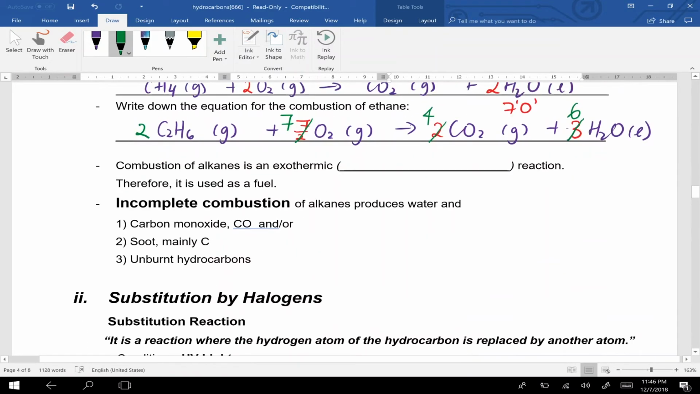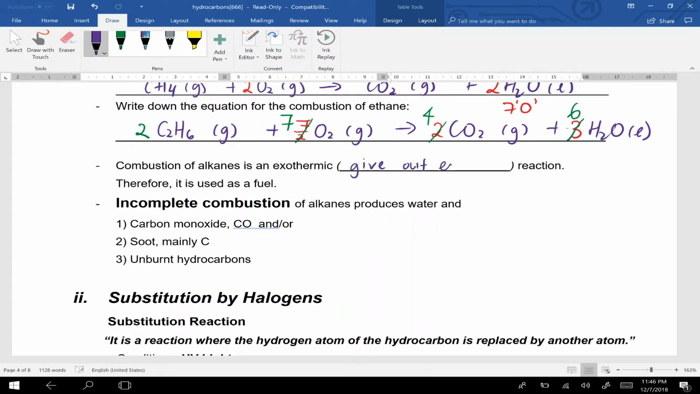Next, why is combustion of alkanes important? Because the combustion of alkanes is exothermic, meaning it will give out heat or give out energy. Because it gives out energy, it is used as a fuel. So please highlight this point.